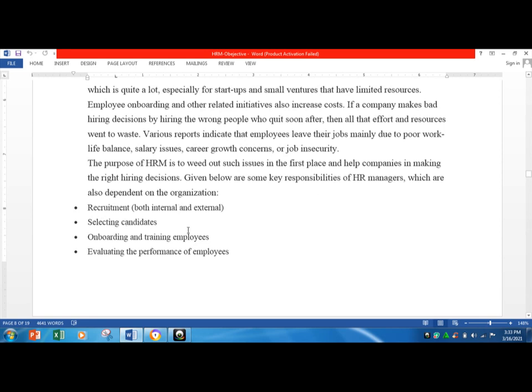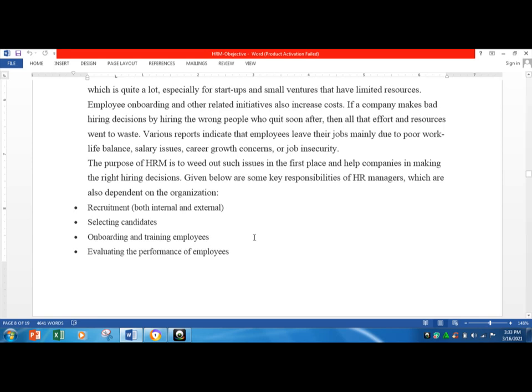Next, we have selecting candidates. This is the one that follows. In selecting candidates, what are the activities in this process? You already gathered the people, that is the recruitment. For the selection process, of course, you're going to conduct interviews and administer exams. Even in conducting exams, both oral and written, you can gather a lot of information from the candidates who applied for the position.